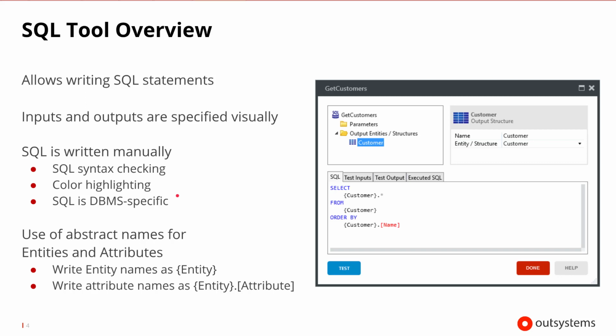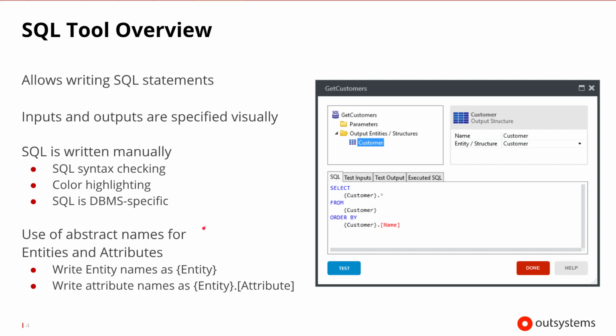The one thing that's important is because you're manually writing the SQL, you do have to know which database you're targeting because the SQL needs to be database specific. So if you're using something like SQL Server and you want to limit the number of rows coming back, you would use top instead of potentially using something like limit for one of the other databases.